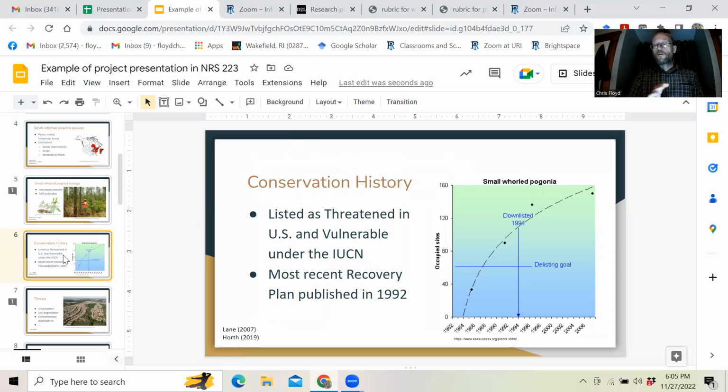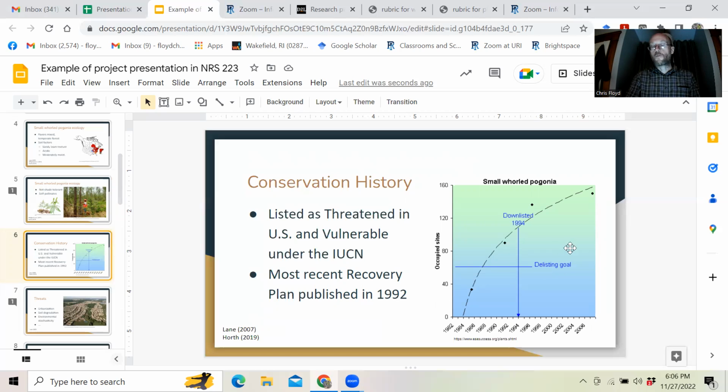Conservation history. Now, as part of your paper, you communicate, it may just be a sentence or two, the conservation history and the conservation status of the species or the system. And it may not be a conservation concern. It may just be an invasive species, for example, in which case you're not talking about conservation history, you're talking about management history. But anyway, here it is.